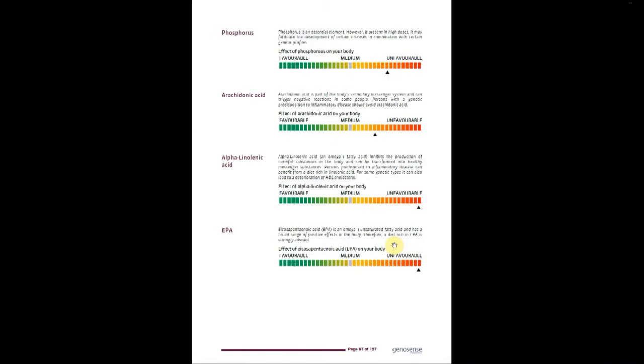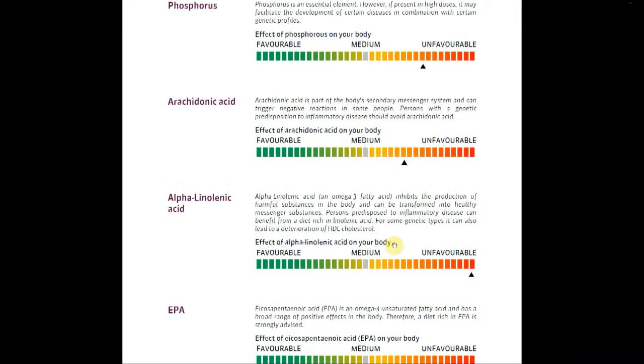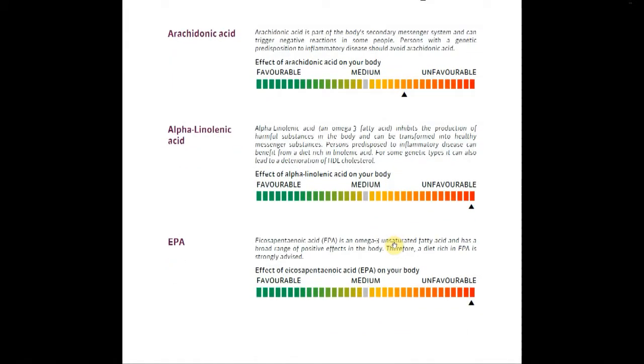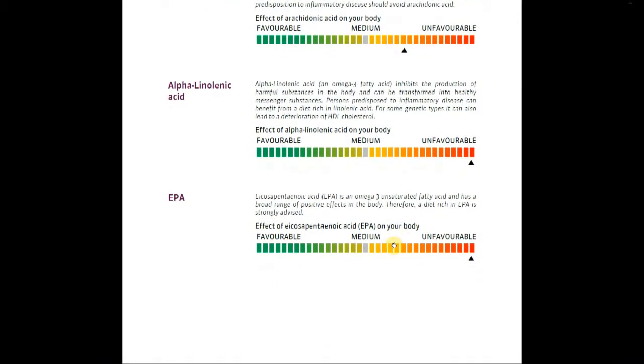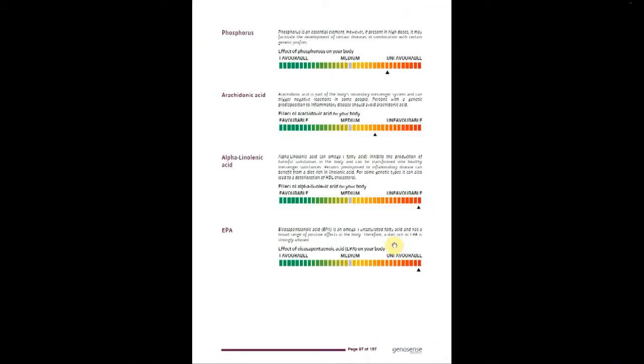Then phosphorus, which is in chocolate and in meat products, sausages and so on, is moderately unfavorable. Arachidonic acid, this is something in animal products. It increases the inflammation response of the body, is moderately bad. It might be very bad for you or normal. Alpha-linolenic acid and EPA, they are omega-3 fatty acids. They are for some people favorable, for some medium, and for some unfavorable. So it's unfavorable in this case.